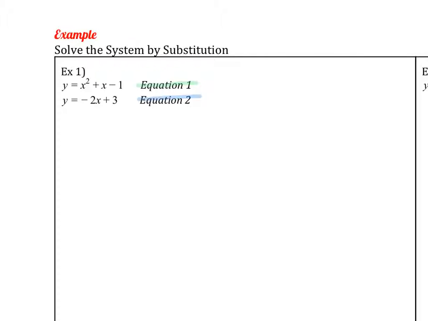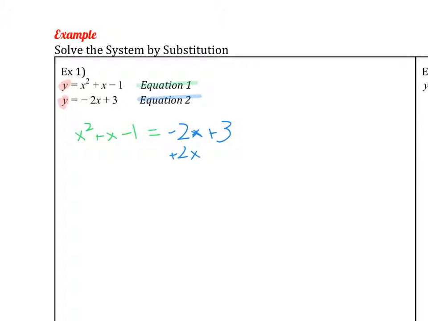We see that we have y equals and y equals: y equals x squared plus x minus 1, and y equals negative 2x plus 3. So we can set these equations equal to each other, because y does equal y. We know that is true. So for equation 1, we have x squared plus x minus 1, and that equals equation 2, which is negative 2x plus 3. Now we're going to set it equal to 0.